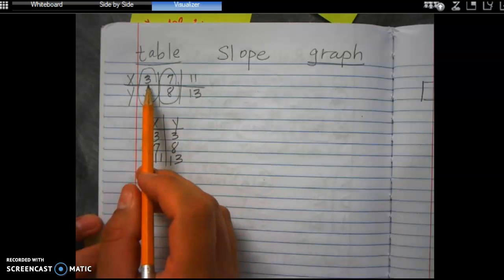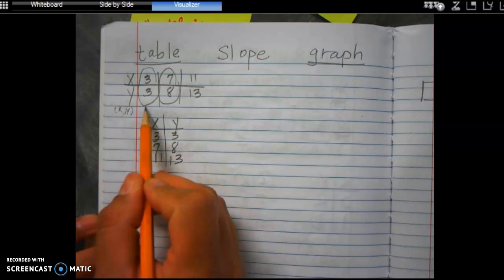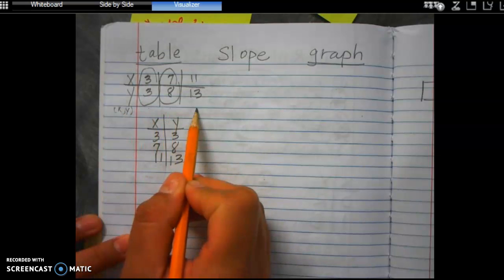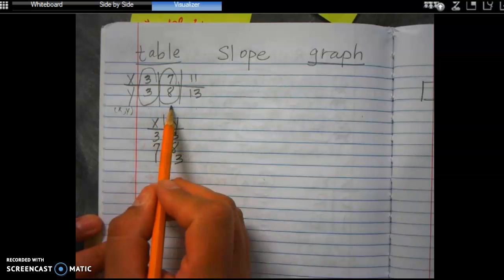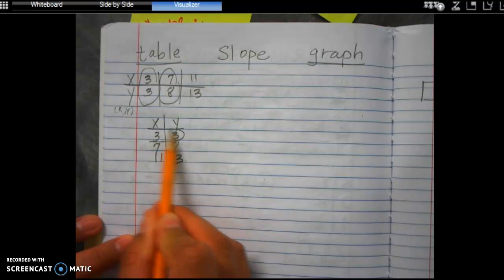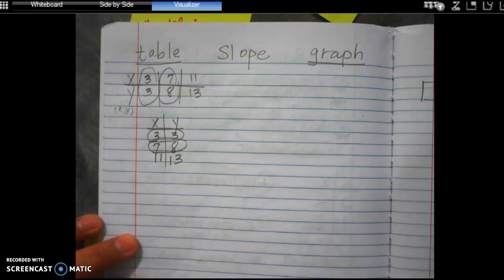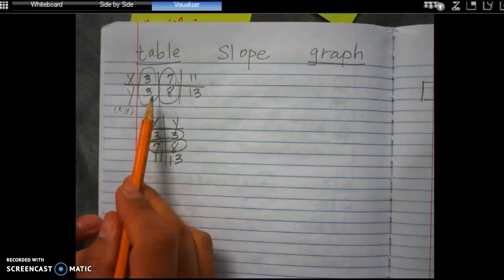Because remember, a point is x comma y. So I have 1, 2, 3 points to pick from. I'm choosing the first 2. On a table that's vertical, same thing. I want to pick these 2 points because those are the 2 that I used from my first one.